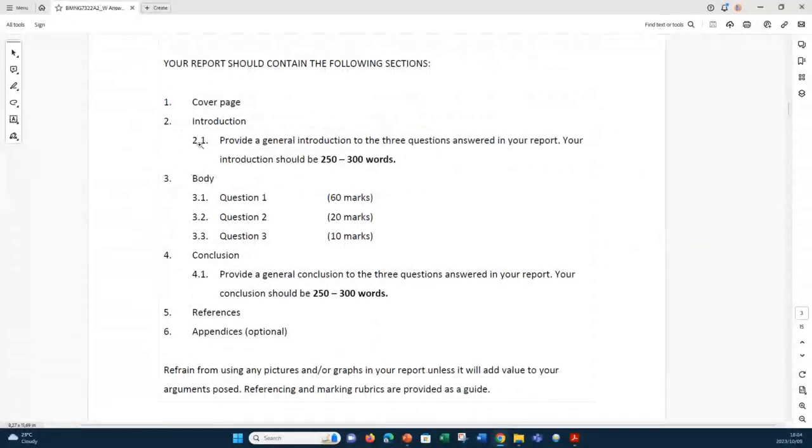We need a cover page, your introduction. Remember, there are key elements for me that should go into an introduction. It should grab the attention of the reader. It should give me a broad idea of what we'll encounter in the report, and give me a bit of a roadmap, leading me through the report.